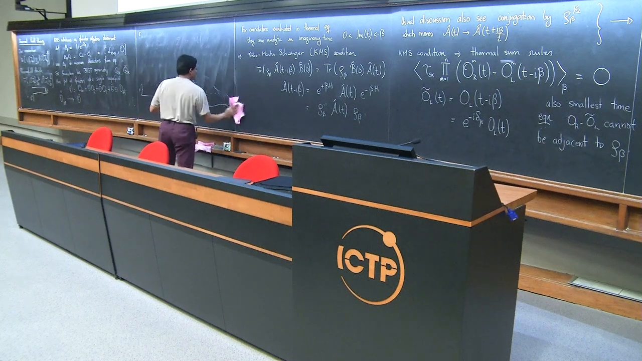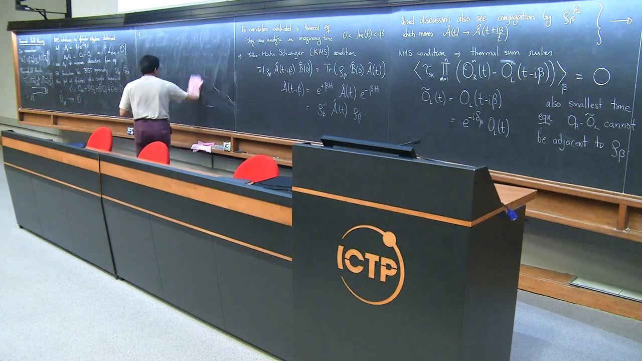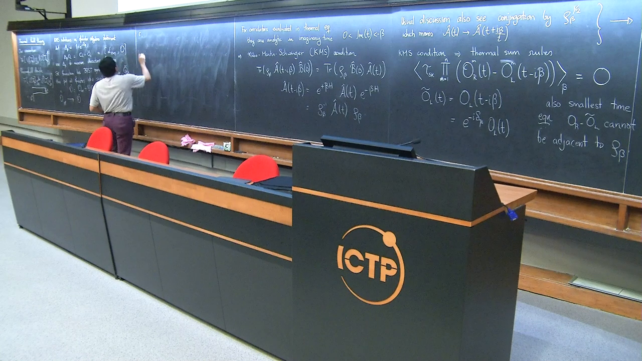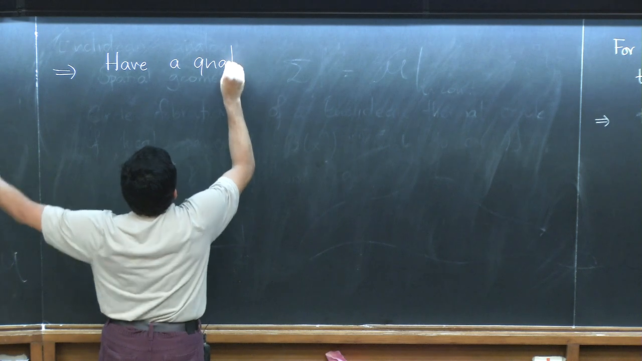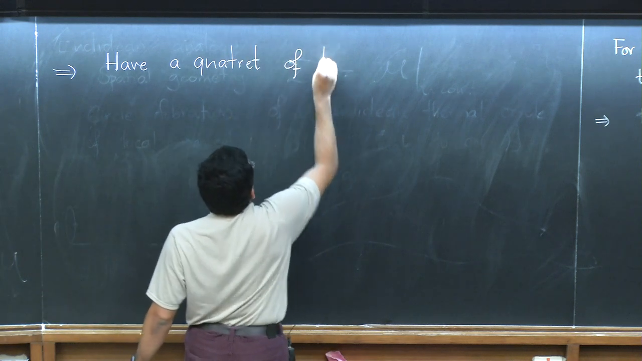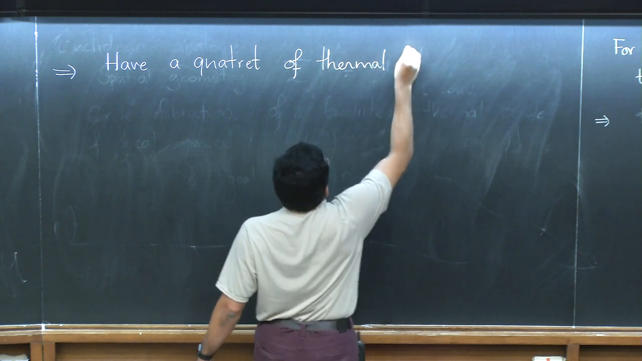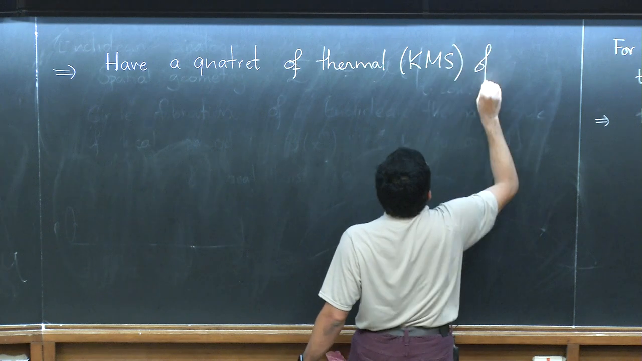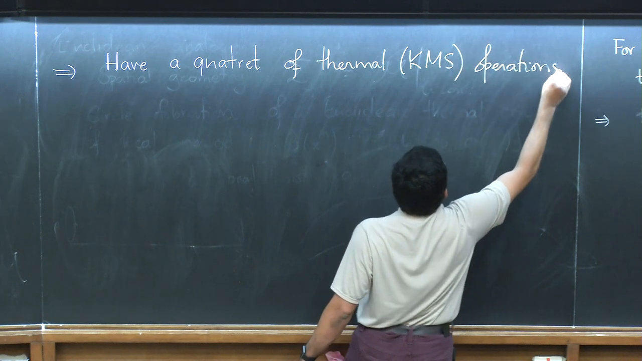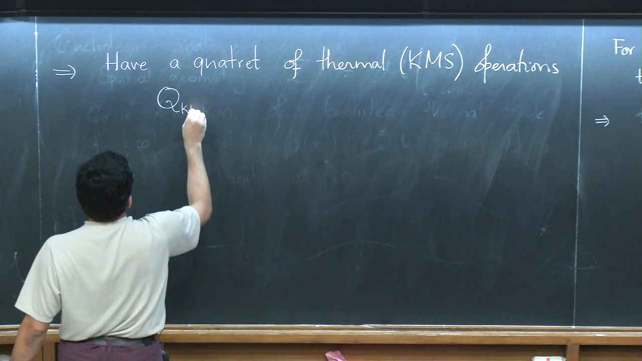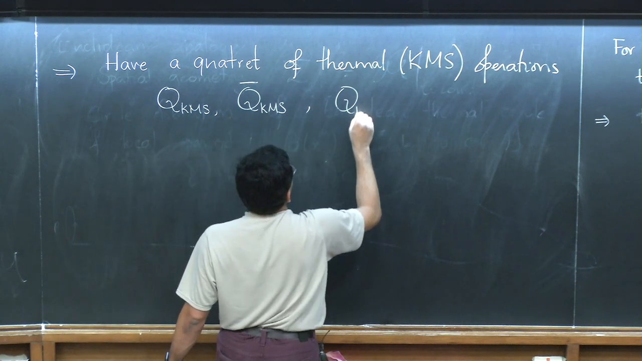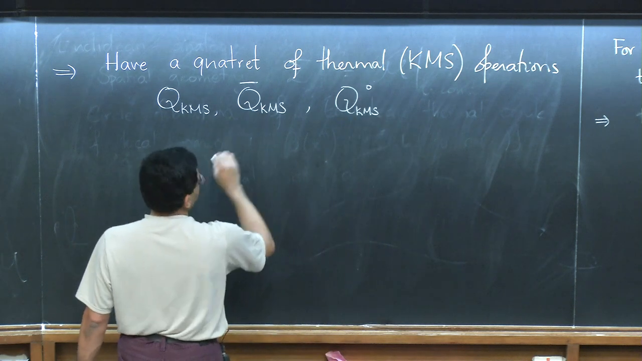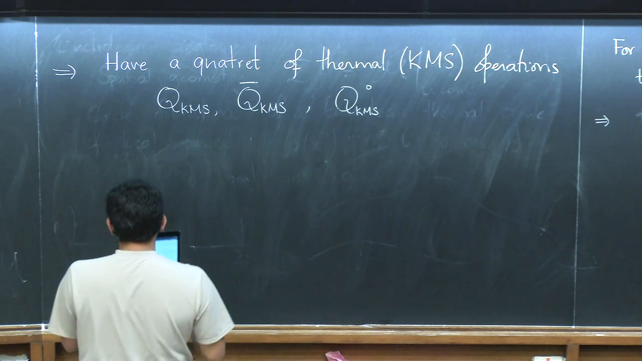So what you learn from this simple algebraic way of thinking is that you must have a quartet of operations that allow me to ask how things move around the thermal circle, which you can think of as a decomposition of LKMS into pieces. Which I'm going to call QKMS because there'll be a Grassmann odd guy, a Q bar KMS, its conjugate, and another Grassmann even guy, Q0 KMS. And you can think of these guys as part of a structure of the form I was writing yesterday.